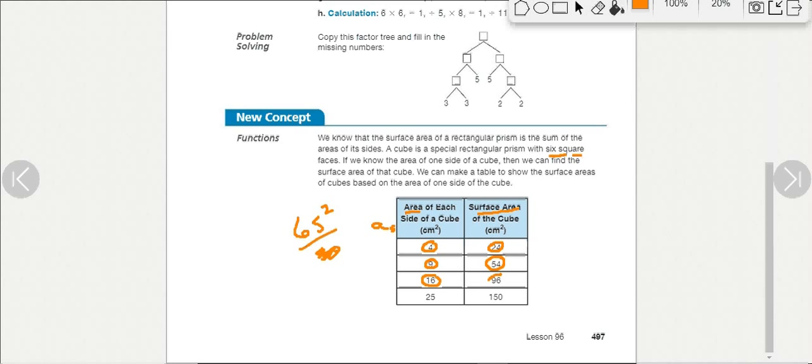What's the rule that's being followed? A pattern, kind of, between this number and this number over here. The input number gets multiplied by 6 to get the output number. In, out. And what is happening in between, we don't have to show. It's really 6 times the area of a side.